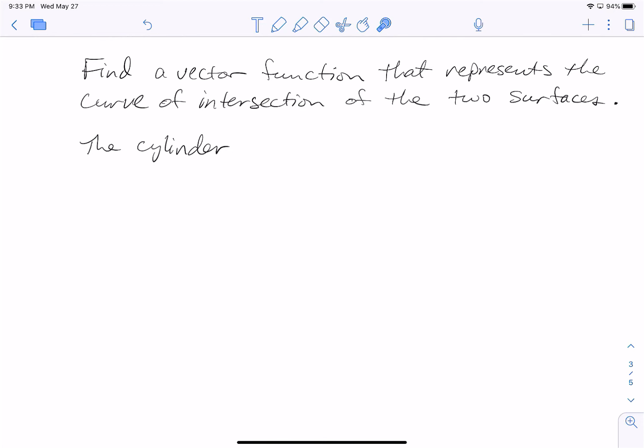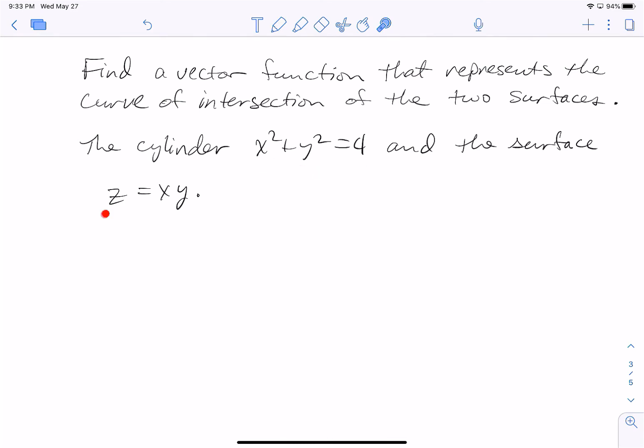We're now going to look at a skill that shows up from time to time and sometimes presents a bit of a challenge. Find a vector function that represents the curve of intersection of the two surfaces, one of which is the cylinder x squared plus y squared is equal to 4, and the other is the surface z is equal to xy. We have a good idea of what the cylinder looks like.